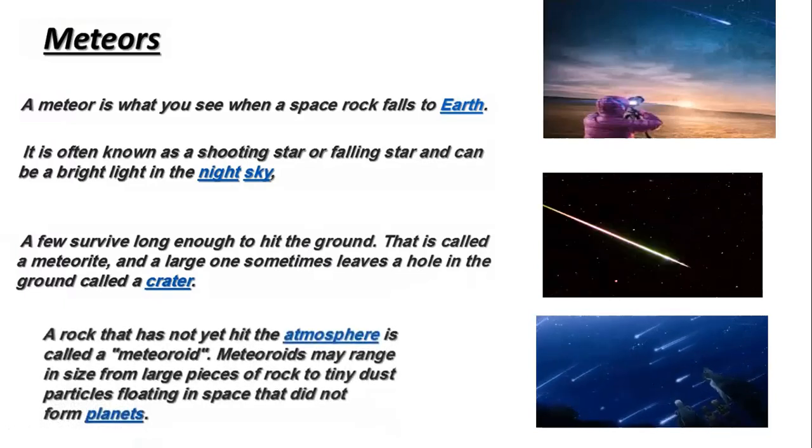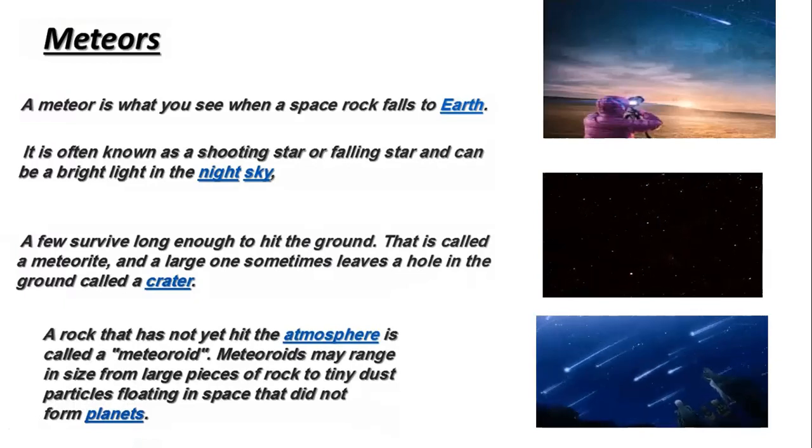Now, a rock that has not yet hit the atmosphere is called a meteoroid. Meteoroids may range in size from large pieces of rock to tiny dust particles floating in space that did not form planets.